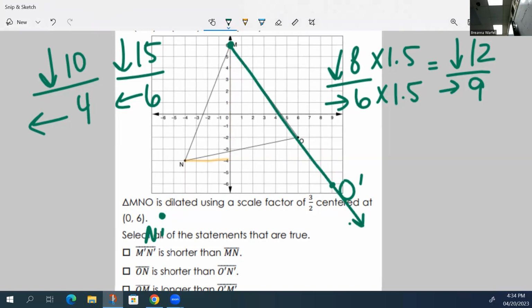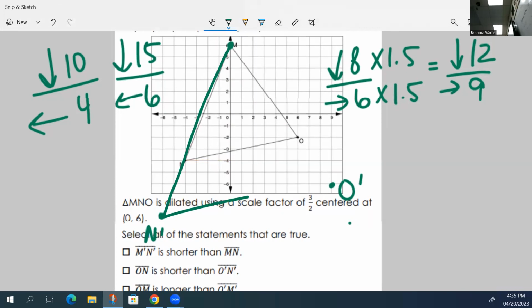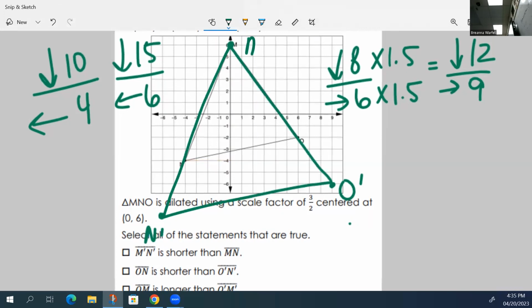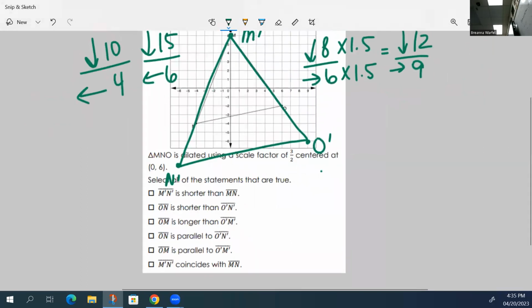O and O prime should be in line with each other. Same thing with M and N and N prime. They should all be in line with each other. They spread out from the center of origin the same. So then this is your... and M is not going to move because that's your center of dilation. It's just like center of rotation. It doesn't move.